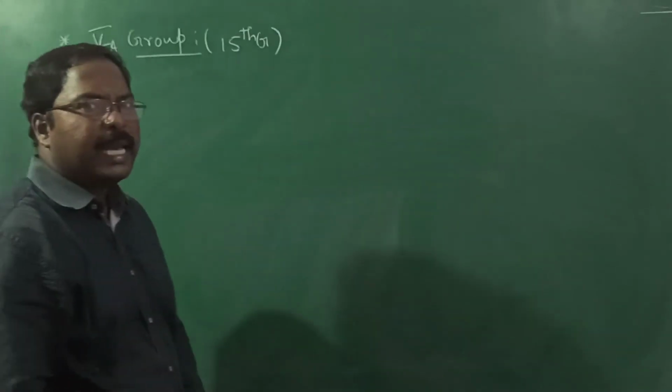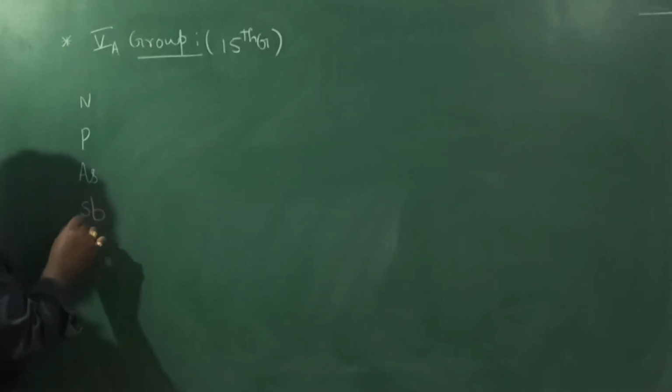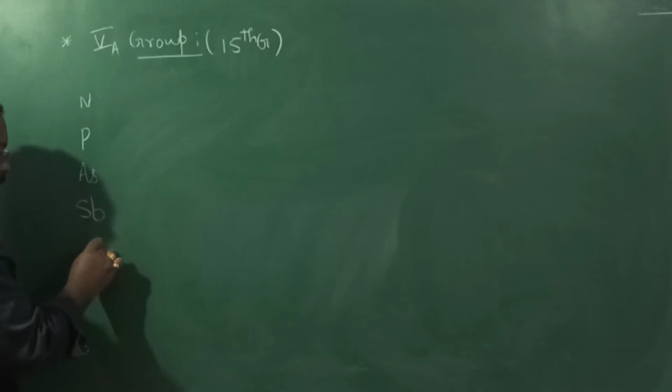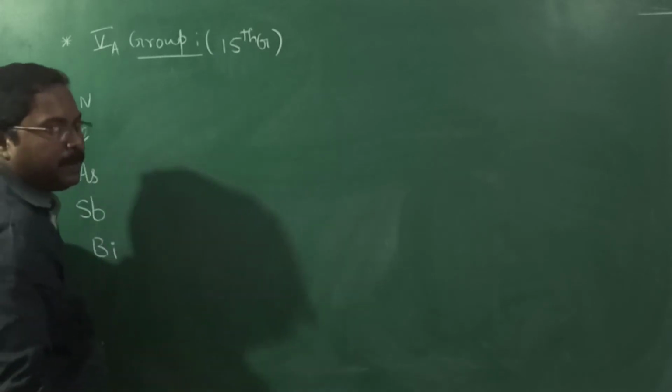Now coming to the next group. 15th group is nothing but 5A group. What are the elements in the 5A group? After the carbon family we have the nitrogen family. The elements are nitrogen, phosphorus, arsenic, stibbium. Sb is known as stibbium, which is nothing but antimony. And the last element is bismuth.